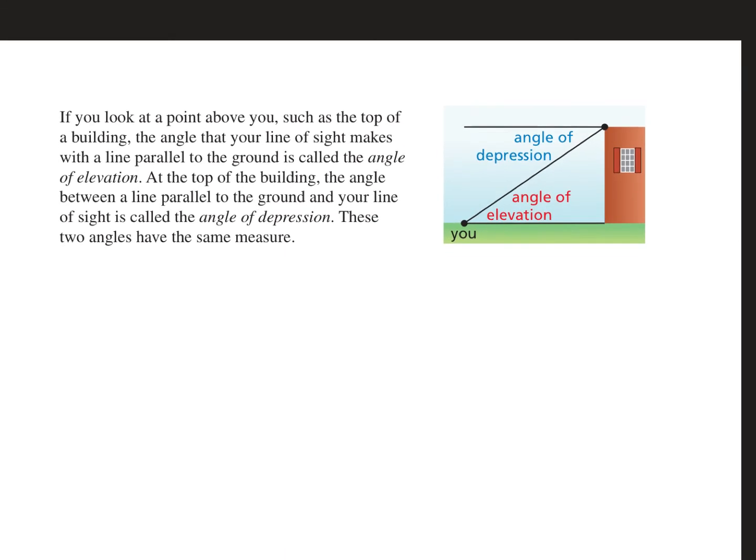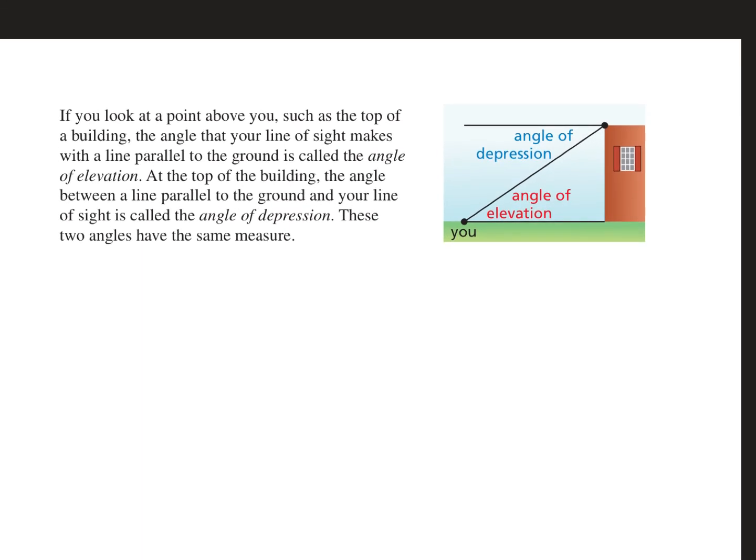The next one. If you look at a point above you, such as the top of a building, the angle that your line of sight makes with the line parallel to the ground is called the angle of elevation. At the top of the building, the angle between a line parallel to you and the ground is your line of sight, called the angle of depression. These two angles have the same measure. So, this isn't a problem, it's just an explanation of angle of elevation and angle of depression.